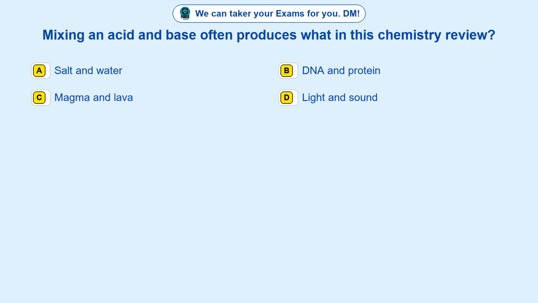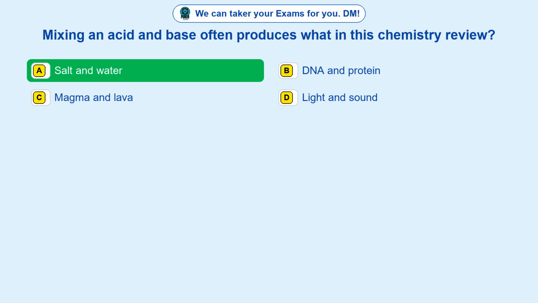Question 38. Mixing an acid and base often produces what in this chemistry review? Option A, salt and water. Option B, DNA and protein. Option C, magma and lava. Option D, light and sound. The correct answer is option A, salt and water.